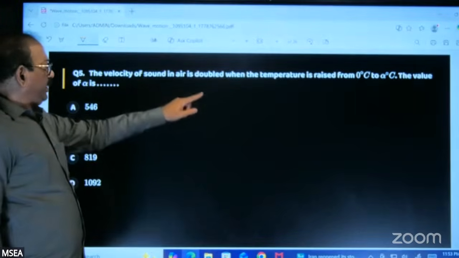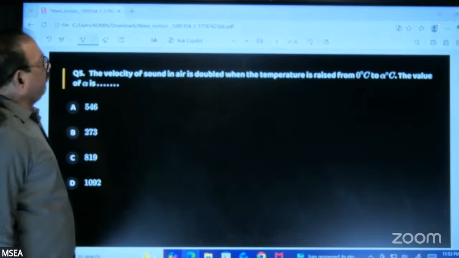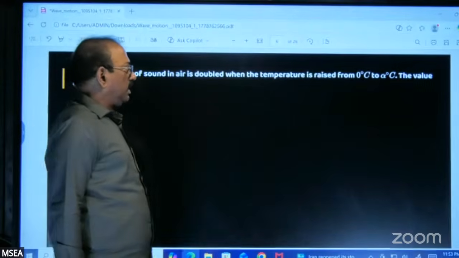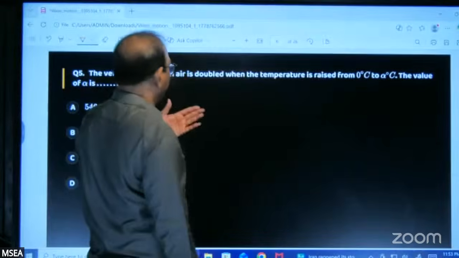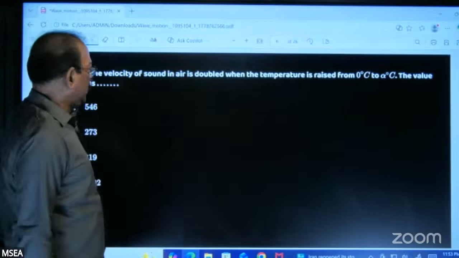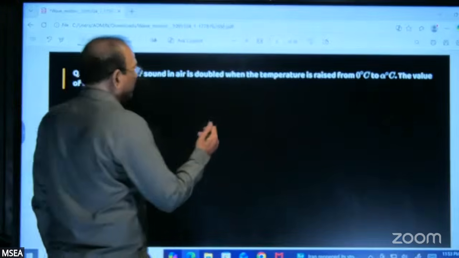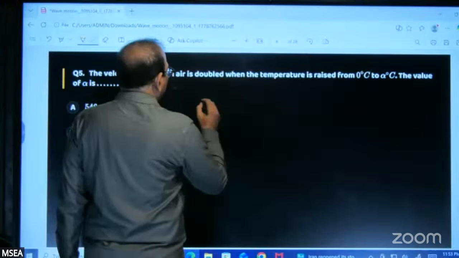The velocity of sound in air is doubled when the temperature is raised from 0 to some alpha degree centigrade. What is the value of alpha? 819. This is a common problem.